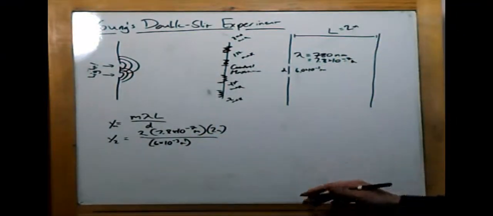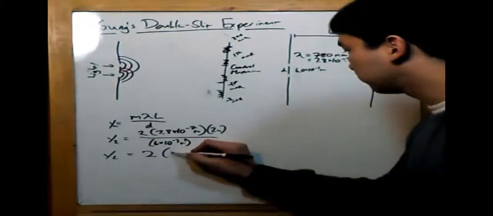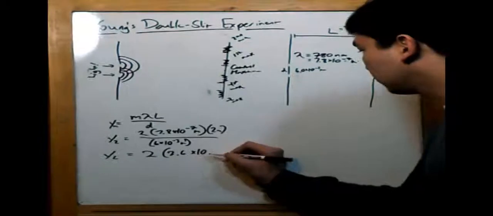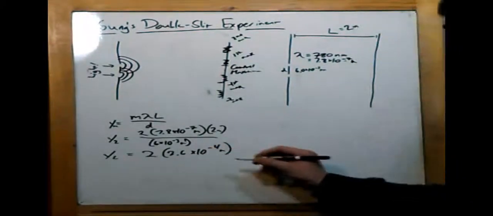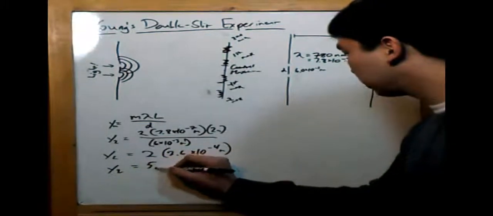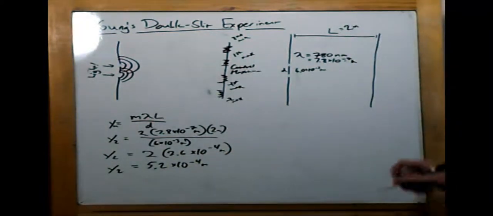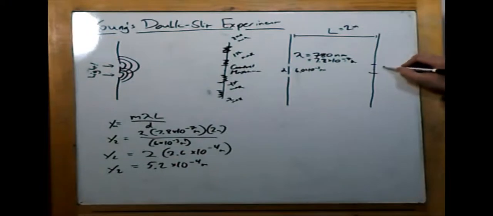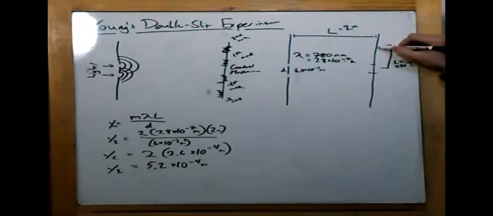Okay, so there's some stuff to go through. If you run that through the calculator, you end up with 2 times 2.6 times 10 to the negative 4 meters. And so then we just multiply that by 2 and we get 5.2 times 10 to the negative 4th meters from our central maximum. So if this here is our central maximum and we go upwards, 5.2 times 10 to the negative 4 meters, we'll find the second maximum.